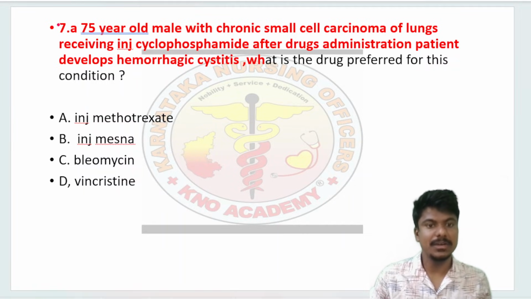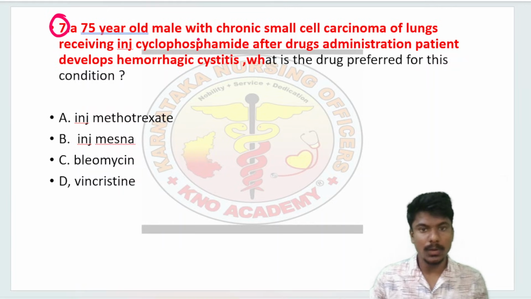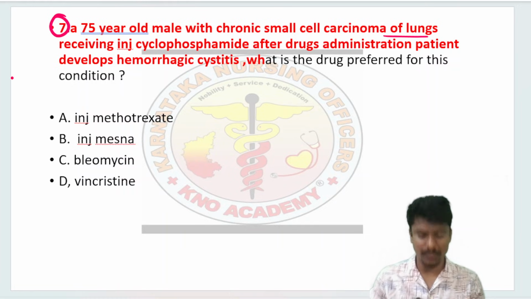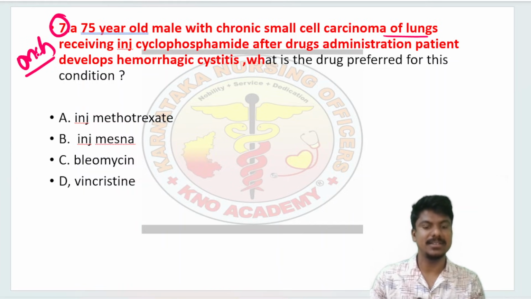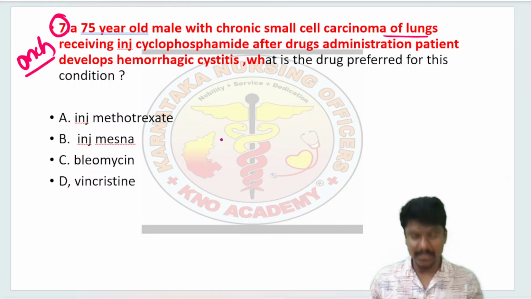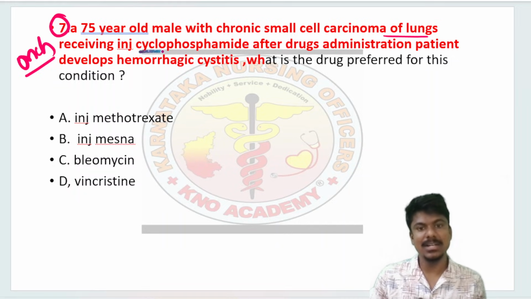So here is the seventh question. Here we have a 75-year-old male with small cell carcinoma of the lungs. The question is from onco, from MedSearch. That is your onco question. So here we have a 75-year-old male with small cell carcinoma of the lungs receiving injection cyclophosphamide.